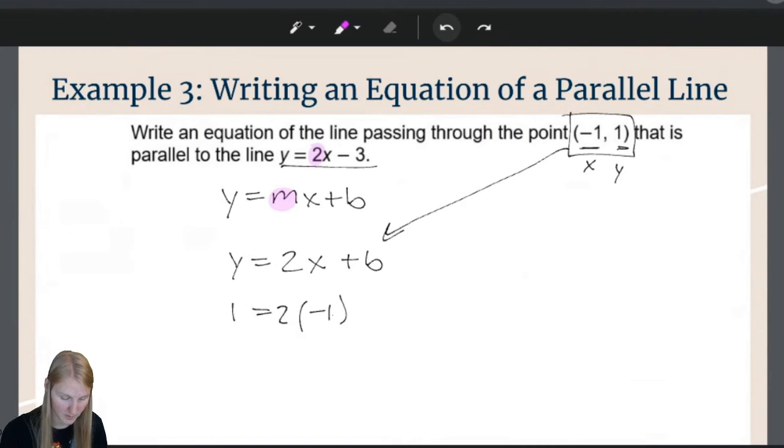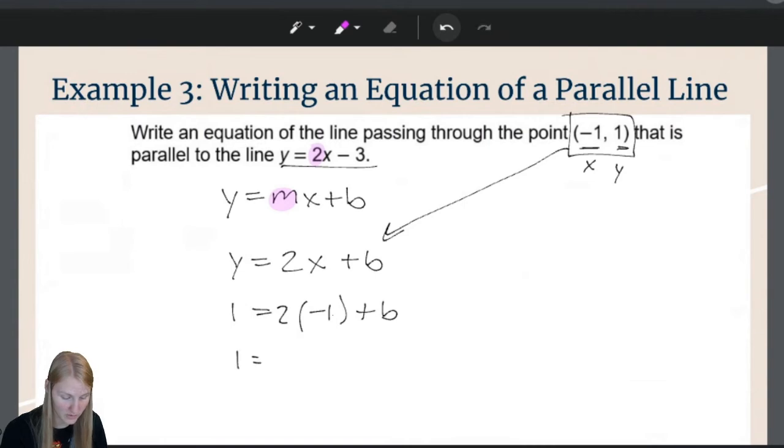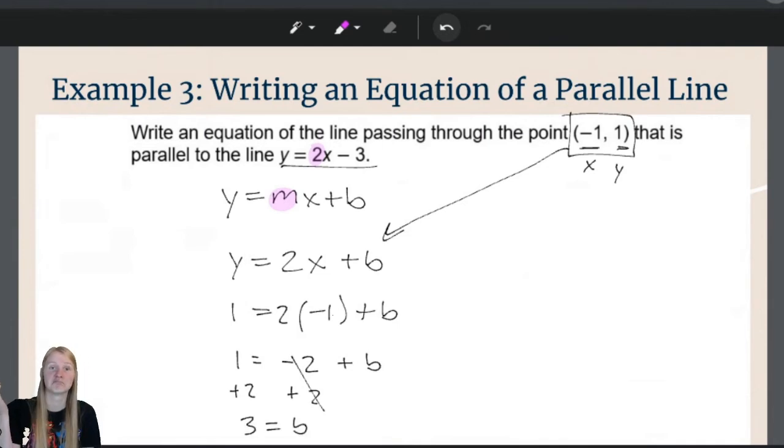Okay, plus b. Now look at this. We can solve for b. Let's solve for b. 1 equals 2 times -1 is -2 plus b. And if I add 2 to both sides, I get 3 equals b. There we go. So 3 is equal to b.